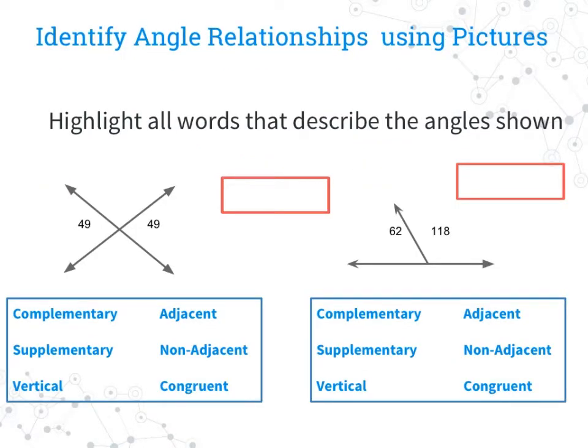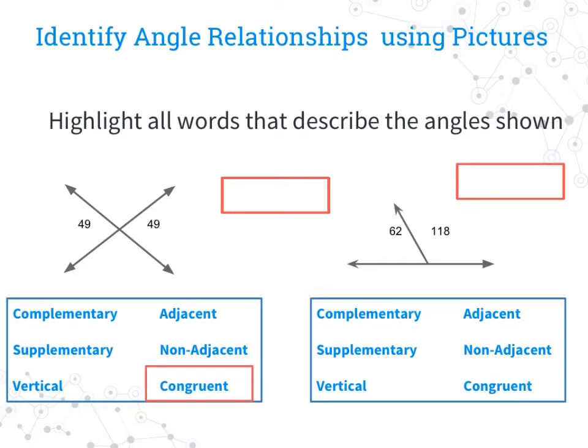So the next one tells us to identify the angle relationships using pictures. So this time we've got a picture and we have to select all of the things that describe these angles. So for example, here I've got two angles that are across from each other. They're equal, but they don't appear to add up to 90. They don't add up to 100. So let's see what they are. They are congruent because they are the same. So we'll say they're congruent.